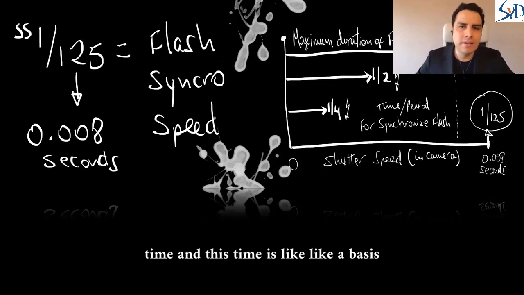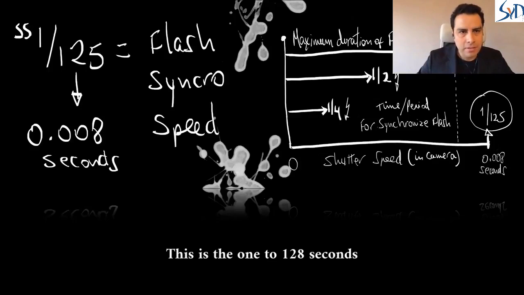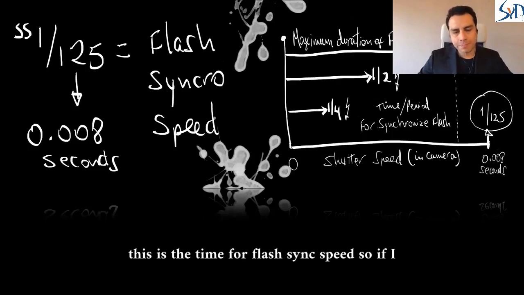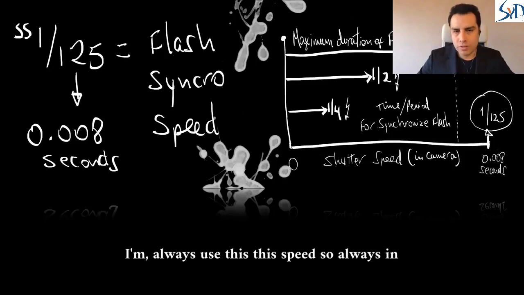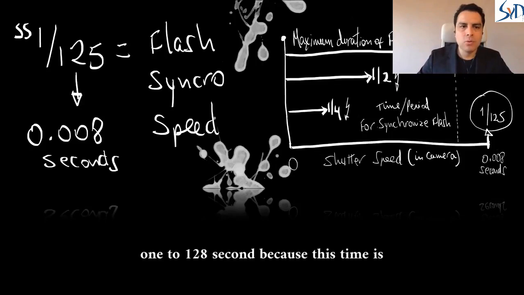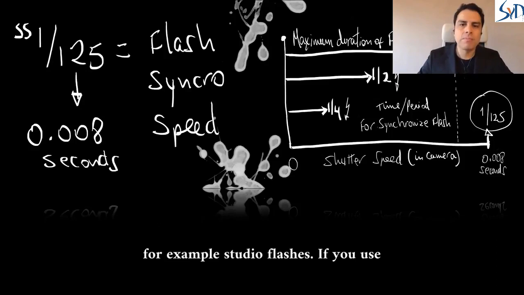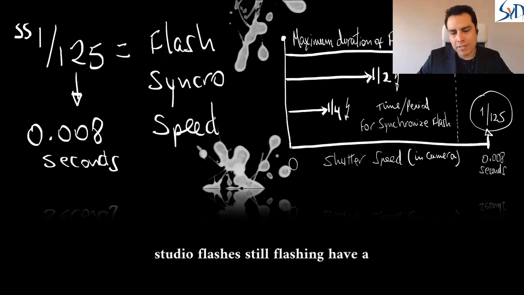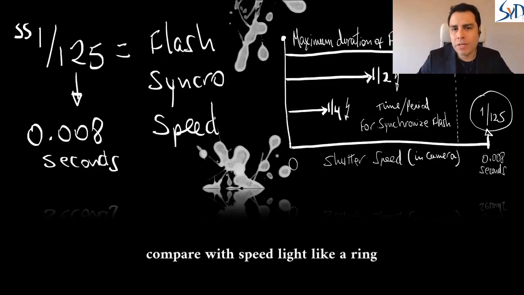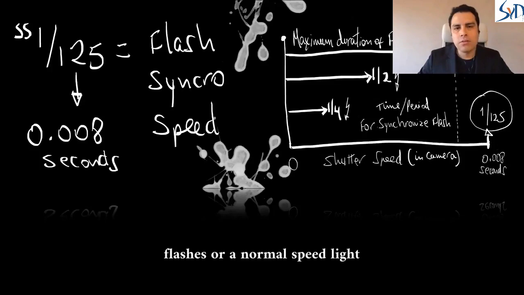This time is like a basis: 1/125 of a second. This is the time for flash sync speed. So if I use a flash, I always use this speed, always 1/125 of a second. Because this time is totally compatible with the longest duration of different types of flashes. For example, studio flashes have a very, very long duration if you compare them with speedlights, like ring flashes or a normal speedlight. So I always use this speed in my camera.